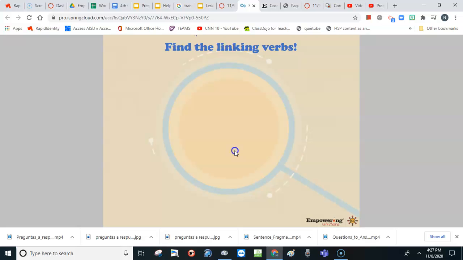Find the linking verbs in these sentences. Mom is a great cook. Is. Mom is the subject. We're describing mom as a great cook, so is is linking both of those together. Julie was happy about her goal. What's the linking verb? Was. Julie is the subject. Happy describes Julie, so was is the linking verb.